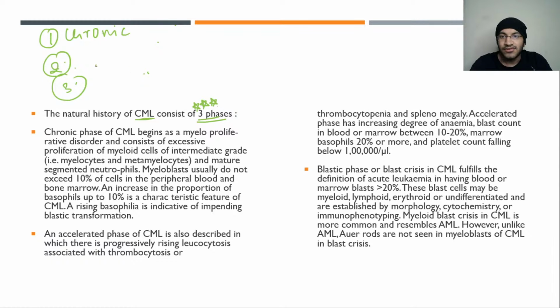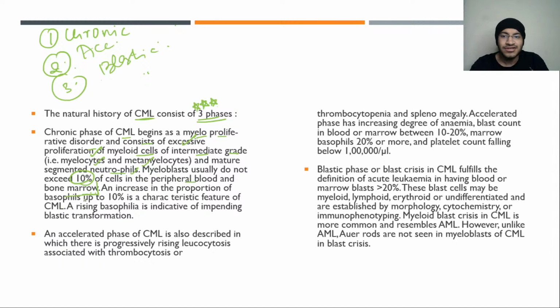Wait a second. Chronic phase, accelerated phase, and the blastic phase. So guys, इन तीनों की भी blood picture is different, and सबसे ज़्यादा difference होता है basophil में. So let's see. Chronic phase of the CML begins as myeloproliferative disorder and consists of the excessive proliferation of the myeloid cells of the intermediate grade, that is myelocyte and metamyelocyte, and mature segmented neutrophils will also be there. Myeloblasts usually do not exceed 10% of the cells in the peripheral blood and the bone marrow.